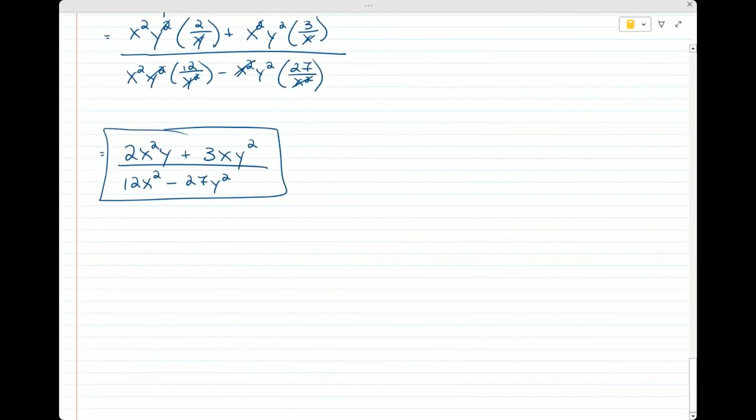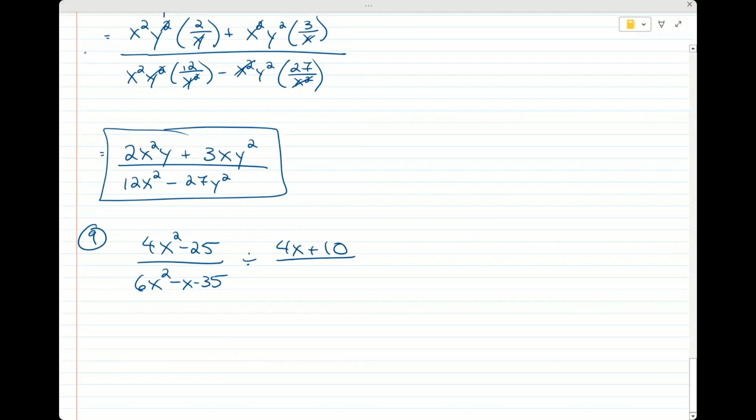Next, let's move on to number 9. Number 9, ooh, I almost gave you guys the test question. All right, let's try a problem like this. (4x squared minus 25 over 6x squared minus x minus 35) divided by (4x plus 10 over 27x to the third plus 343).